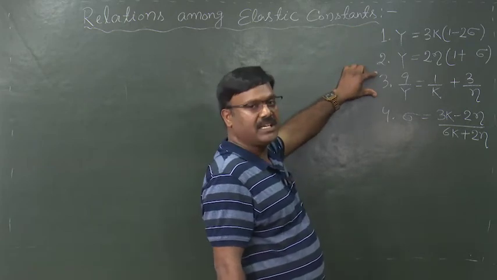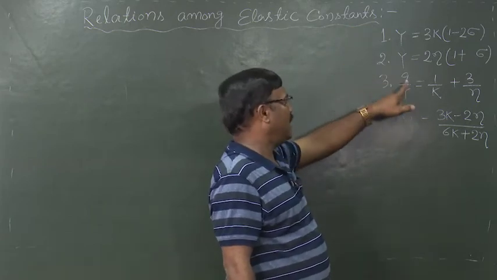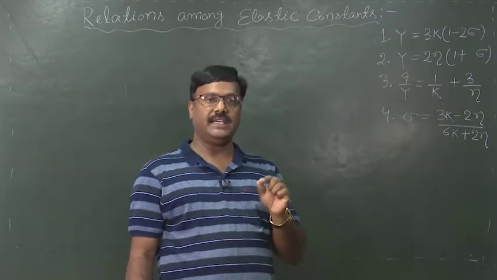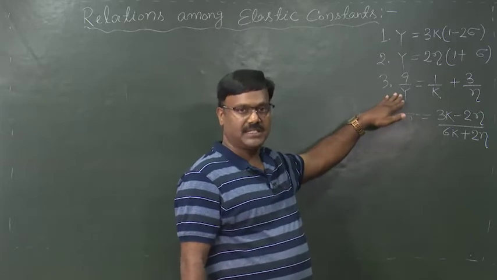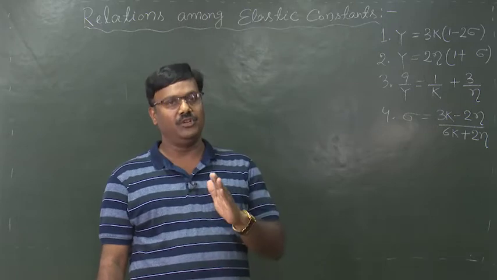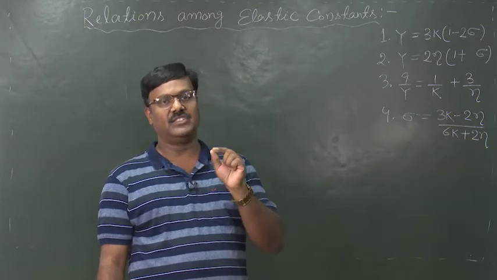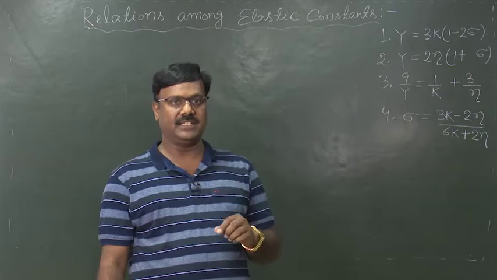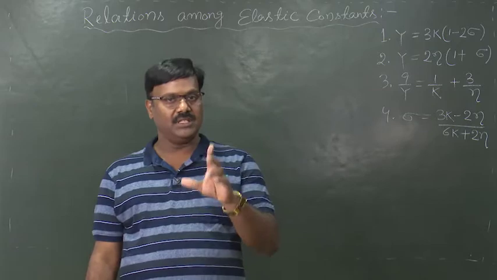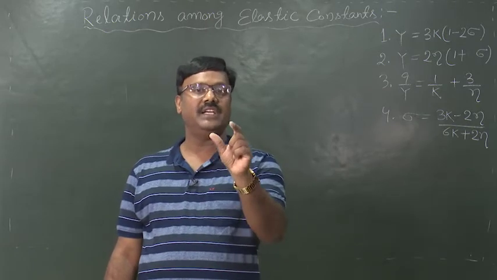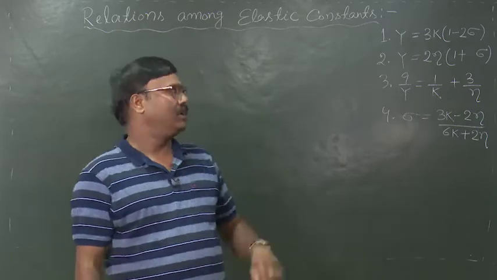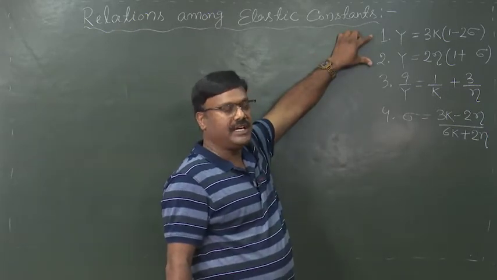Now our aim is to derive the relation among Y, K and eta, where Y is the Young's modulus of elasticity, K is the bulk modulus of elasticity or volume elasticity, and eta is the rigidity modulus of elasticity. Now our aim is to derive the relation among these three moduli of elasticity. To derive this relation, we have to take the help of the previous two relations which were already discussed.